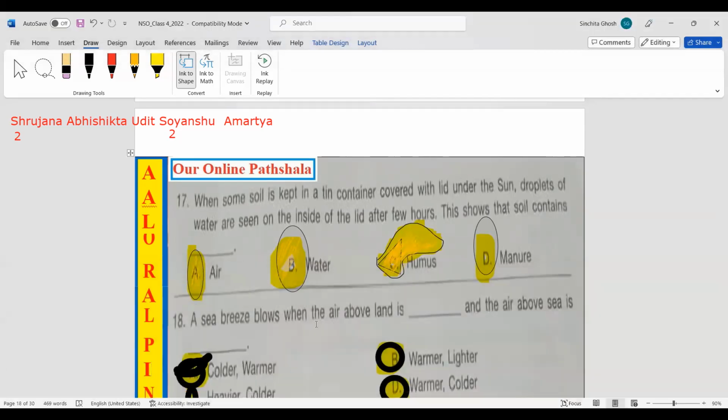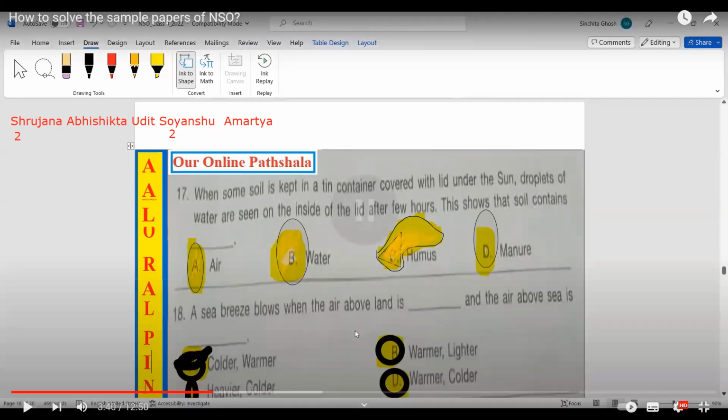It will be colder, warmer. This one you can tell me, number 18. Yes, tell me number 18, Amoto. The sea breeze blows when the air above land is... Ma'am, blow means option D is the correct one, ma'am.